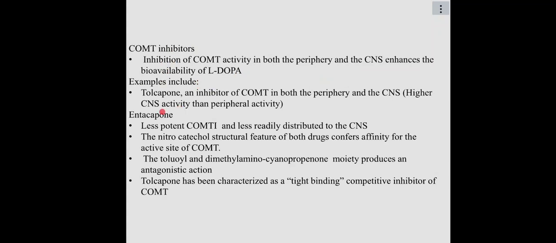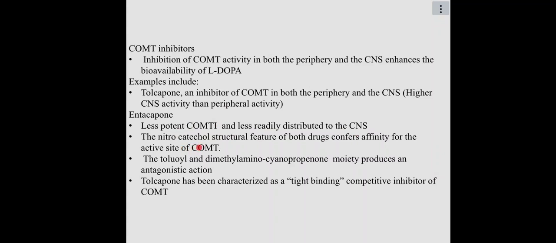And we have two drugs: tolcapone and entacapone. Tolcapone has both CNS activity and peripheral activity. Entacapone has mainly peripheral activity with minimal CNS activity. So of course tolcapone is the better one. Tolcapone is an inhibitor of COMT in both the periphery and the CNS, with higher CNS activity than peripheral activity. Entacapone is a less potent catechol-O-methyl transferase inhibitor and less readily distributed in the CNS.